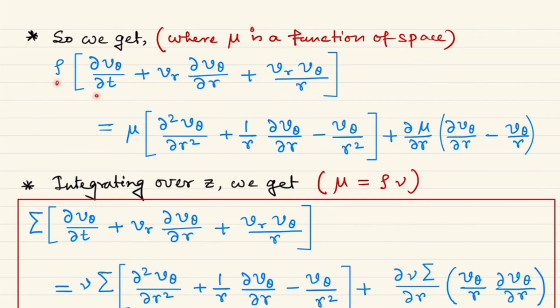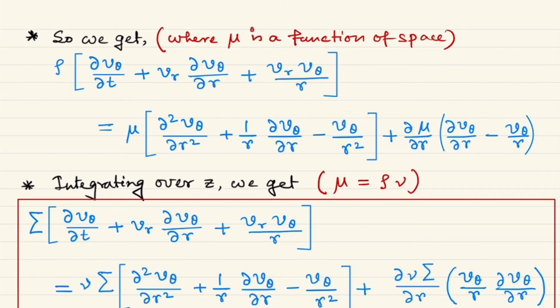It should look like this: rho times del v theta del t plus Vr times del v theta del r plus Vr v theta by r. That one term which comes, you can actually show, is equal to mu times del 2 v theta del r2 plus 1 by r del v theta del r minus v theta by r square, plus, now this term is something which comes as a result of the spatial dependence of the coefficient of viscosity, del mu del r times del v theta del r minus v theta by r.